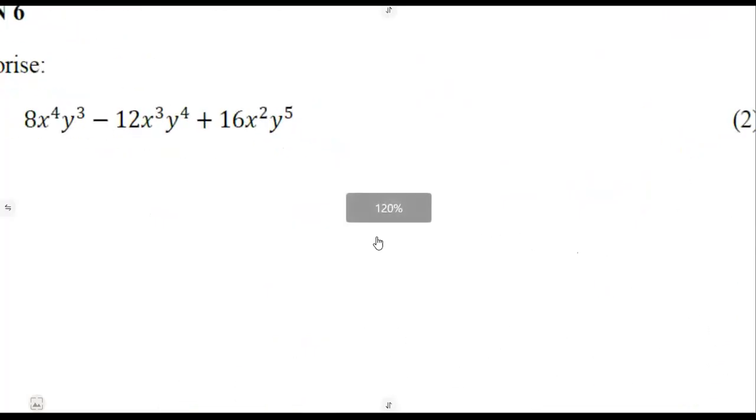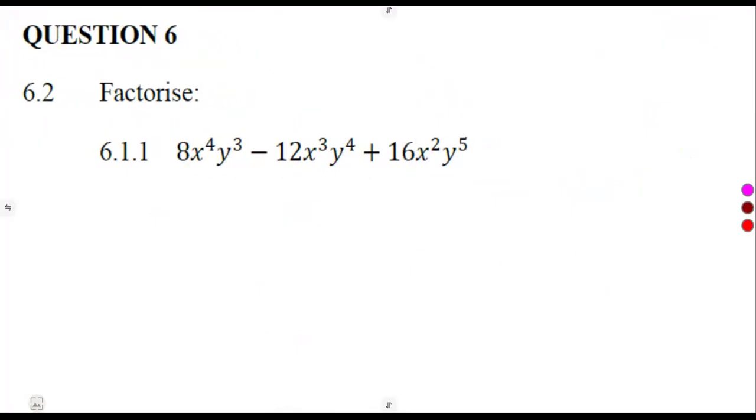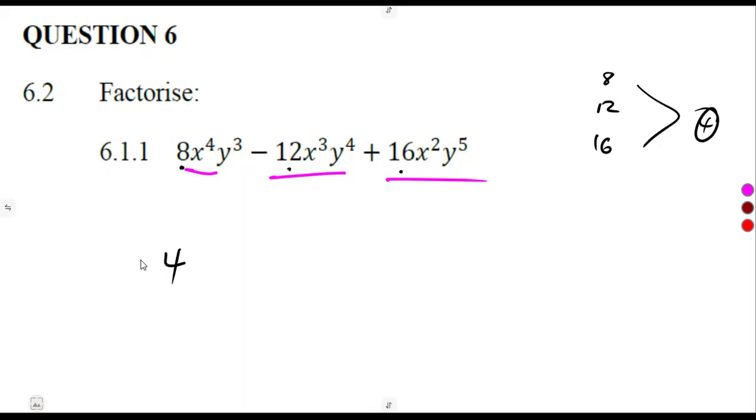Remember, that's 2 marks, all right? So remember your factorization, guys. If we are asked to factorize, we have to check for the highest common factor. There are 3 terms. So what is the highest common factor of these terms? There is 8, 12, and 16. You can consider the HCF as the product of its prime factors. Then you find the highest common factor, guys. But you're going to see the answer is 4. So in terms of the numbers, we're going to take a 4 as our highest common factor.